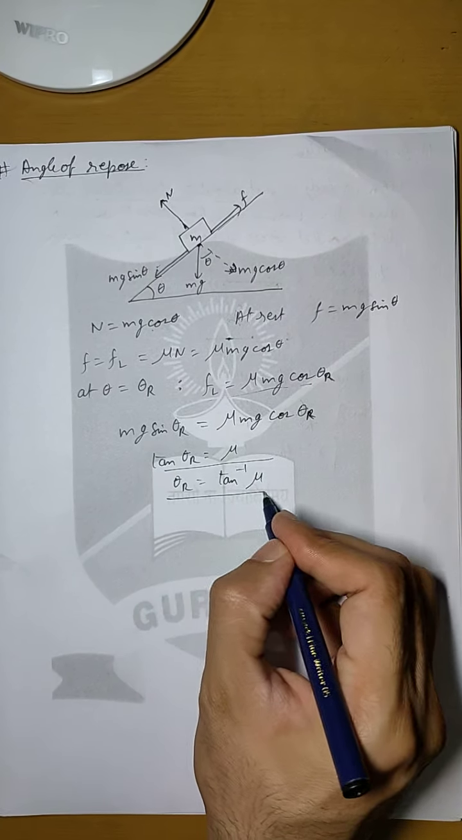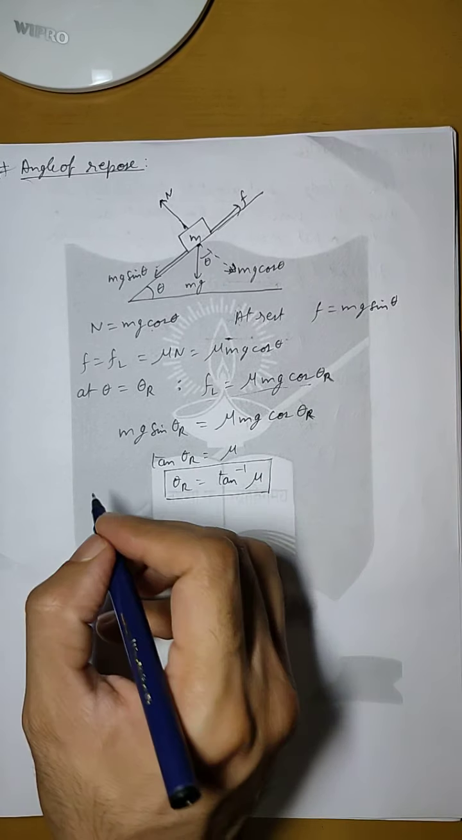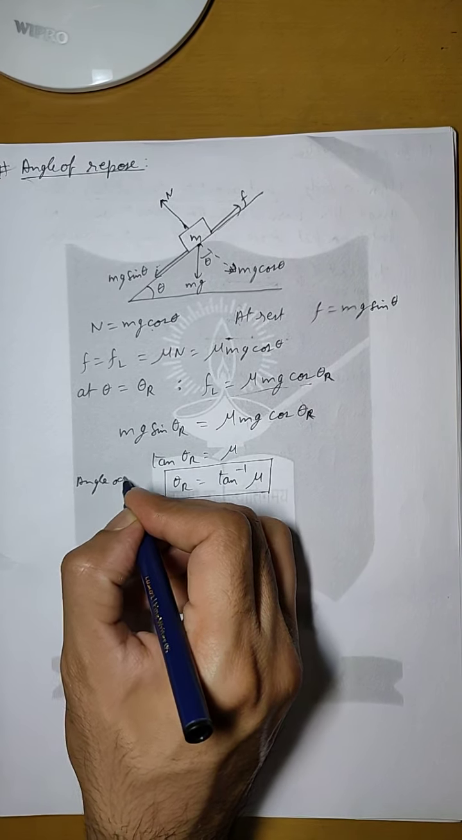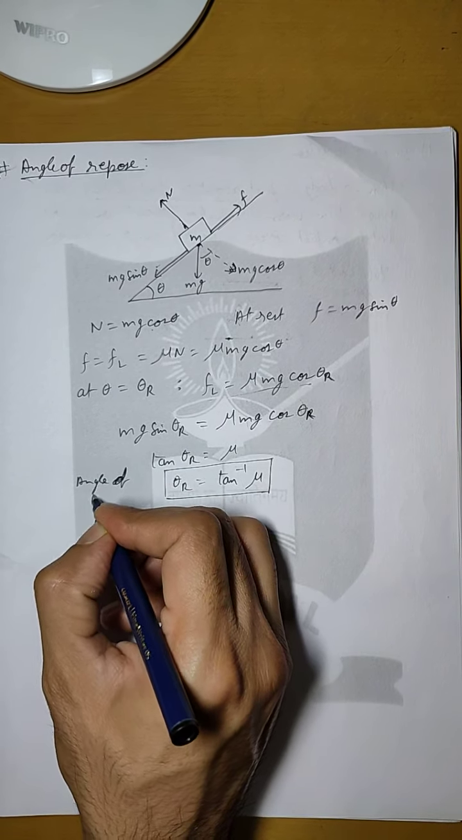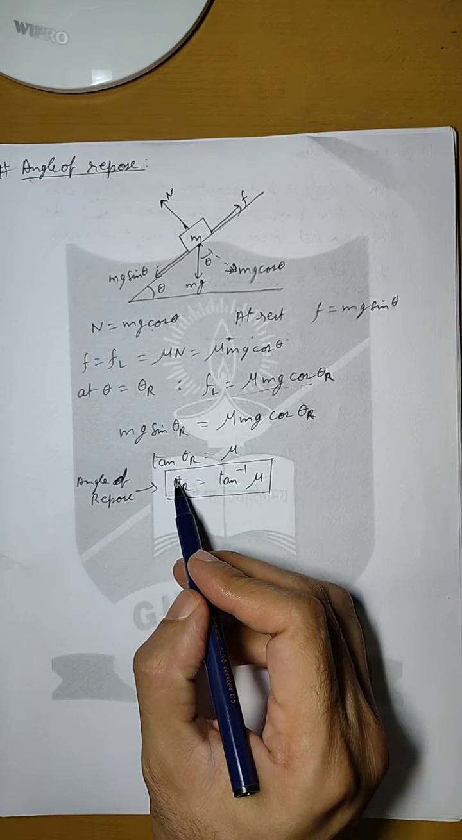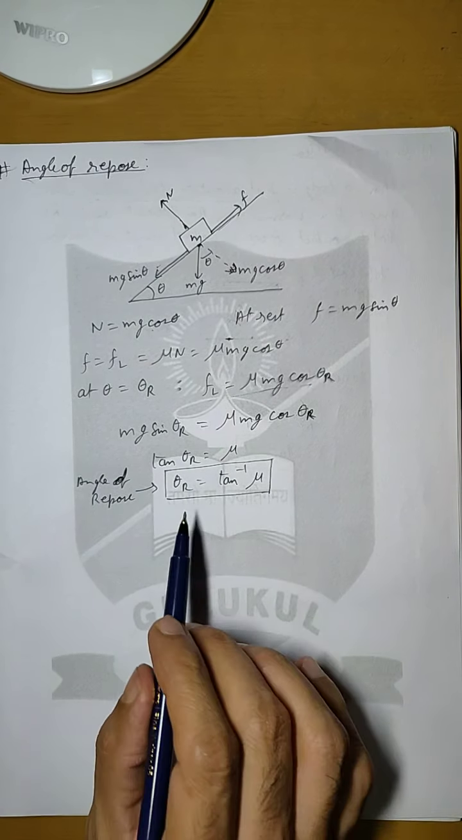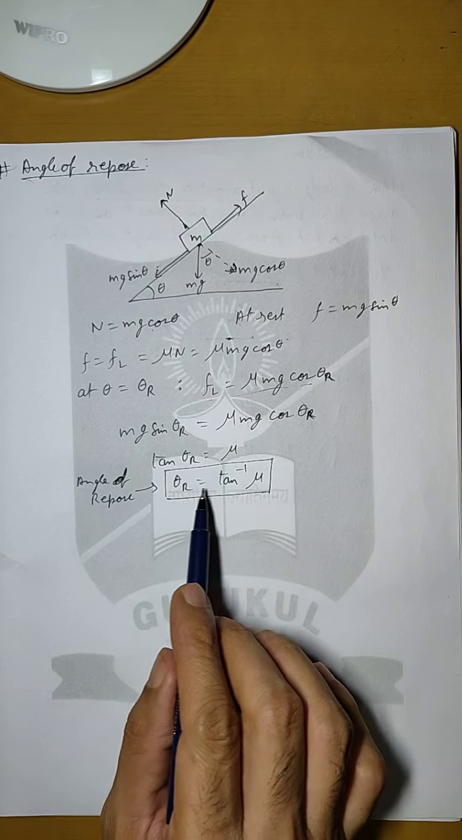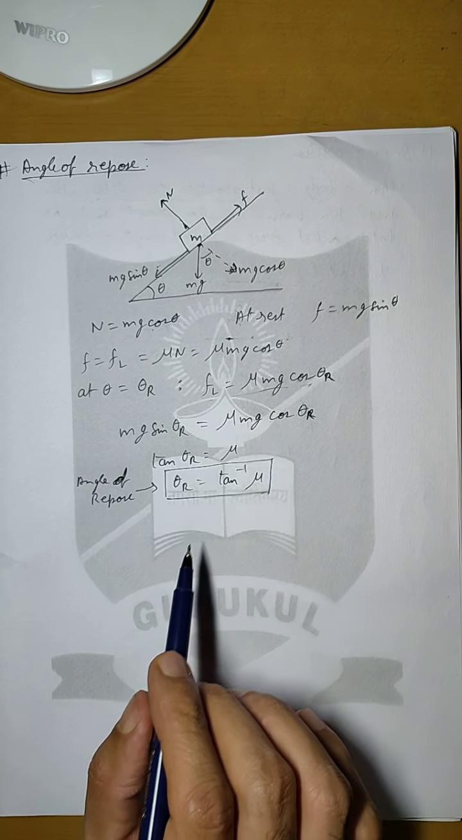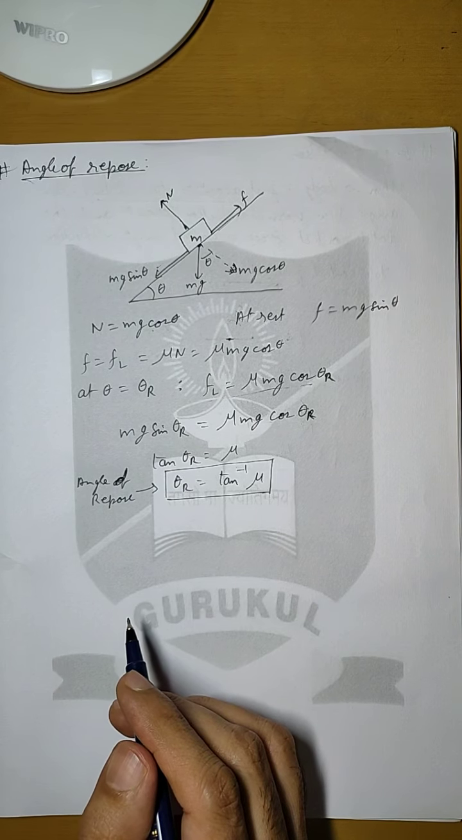So this theta r is called angle of repose. Now as you can see that the angle of repose and the angle of friction that we studied have the same numerical value. Both are described by tan inverse mu. So numerically they have the same value, but they are defined in different ways.